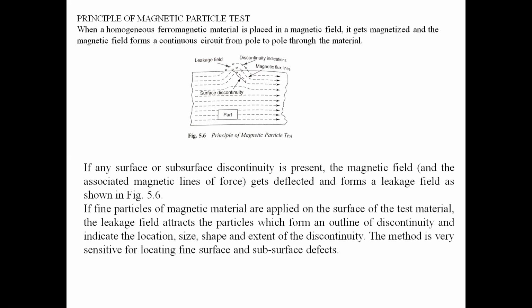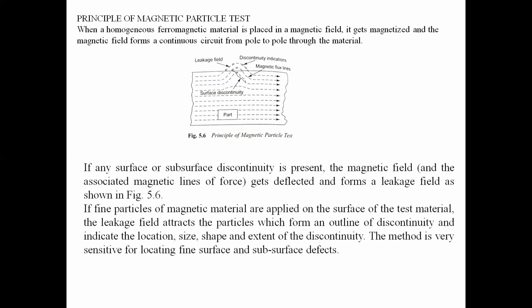Simply, what is the indication? If the particles which we are spraying on the surface move to a particular location and accumulate there, that indicates the location of the discontinuity. This is the main principle behind the magnetic particle test.